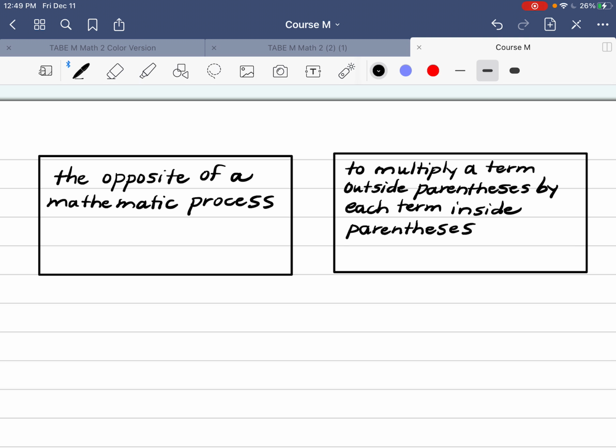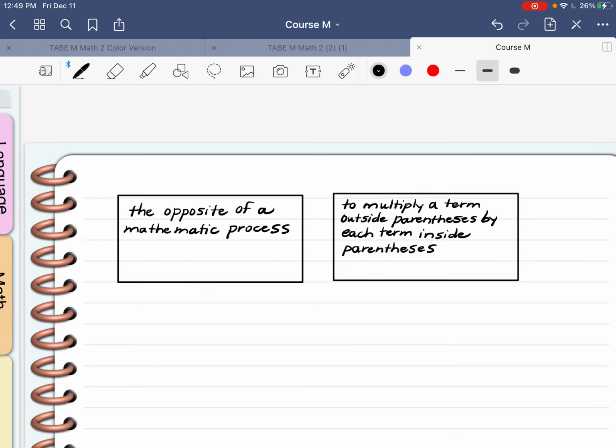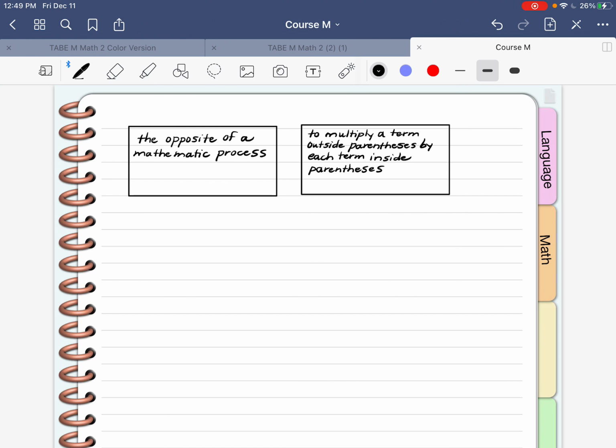So there are two flashcards that go with this lesson. And you don't glue those down. You just add those to your flashcard stack. Remember to be studying those every day. That's very important.